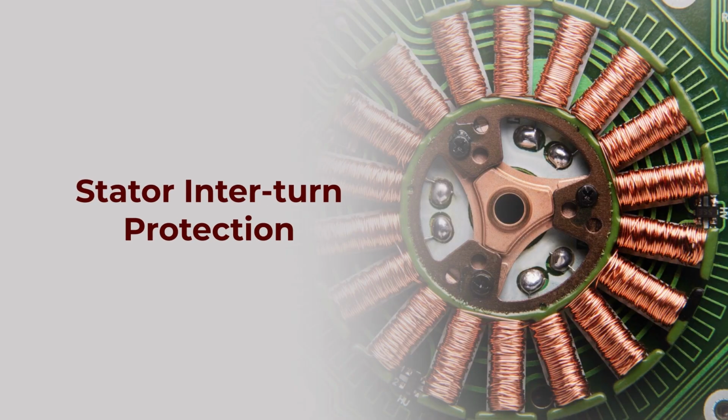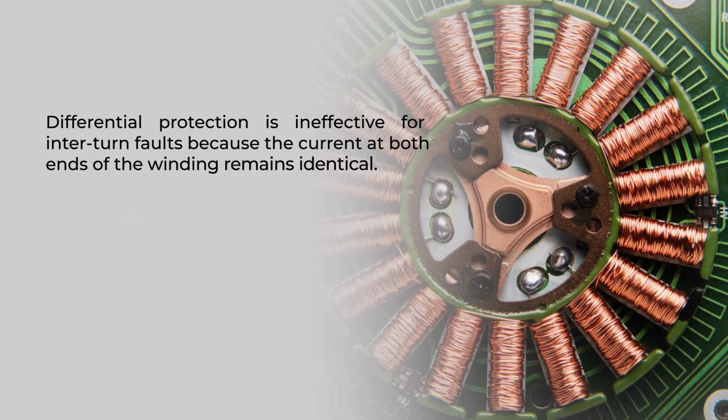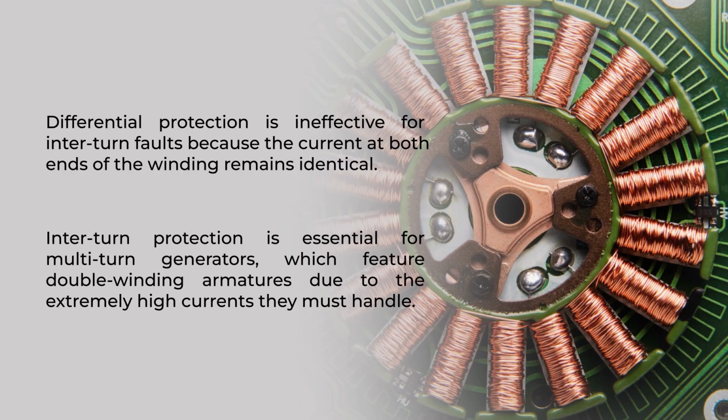Next one is the stator interturn protection. Differential protection is ineffective for interturn faults because the current at both ends of the winding remains identical. In single turn generators such as large steam turbine generators, protection against interturn fault is generally unnecessary. However, interturn protection is essential for multi-turn generators like hydroelectric generators which feature double winding armature. It means each phase winding is divided into two halves due to the extremely high current they must handle.